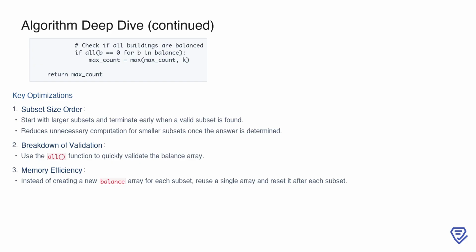To optimize further, we can prioritize processing larger subsets first and terminate early when a valid subset is found. Additionally, instead of creating a new balance array for each subset, we can reuse a single array by resetting it after each subset's validation. These optimizations reduce redundant computations and improve memory efficiency, making the algorithm more practical despite its exponential complexity.